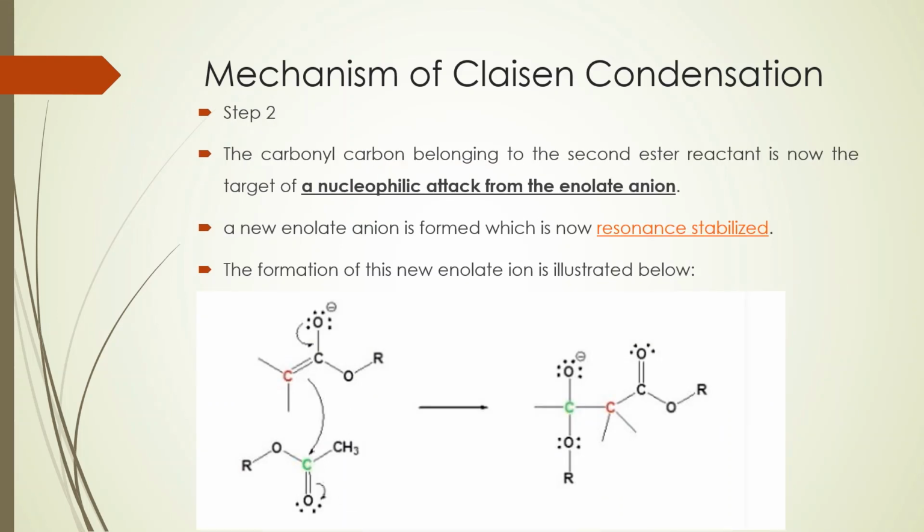Now step 2. The carbonyl carbon belonging to the second ester reactant is now the target of a nucleophilic attack from the enolate anion. A new enolate anion is formed which is now resonance stabilized. The formation of this new enolate ion is illustrated here. So this is the enolate ion which we have got in step 1. Here what happens, and this is the second molecule of ester.